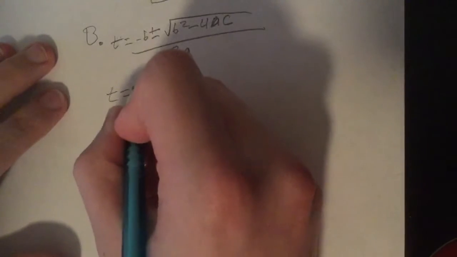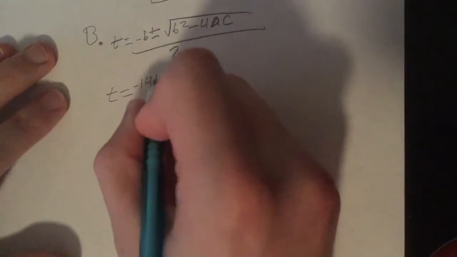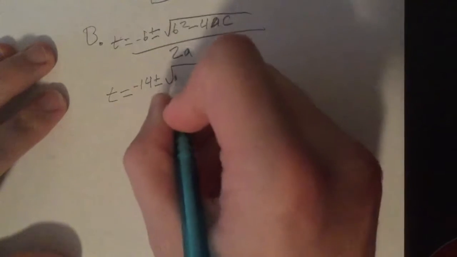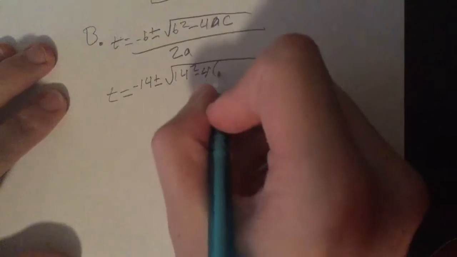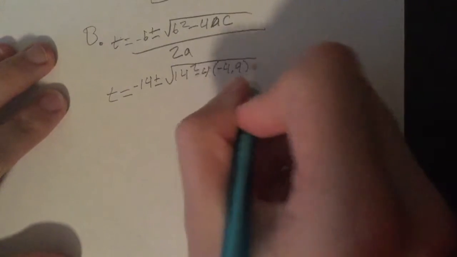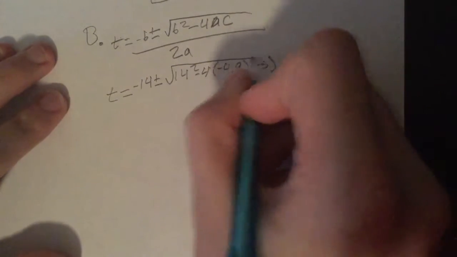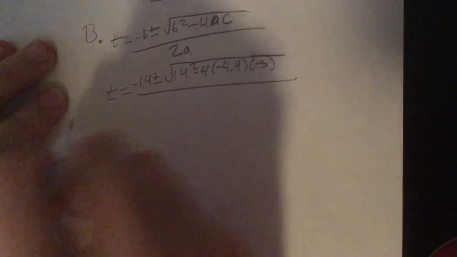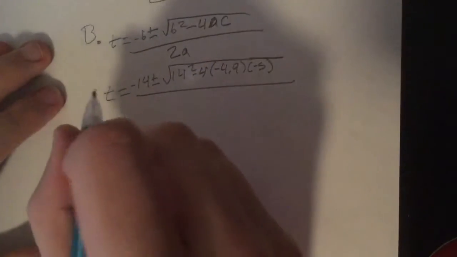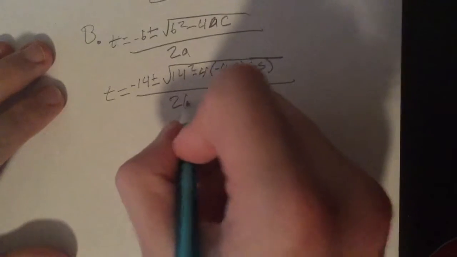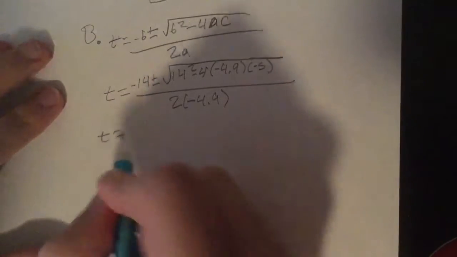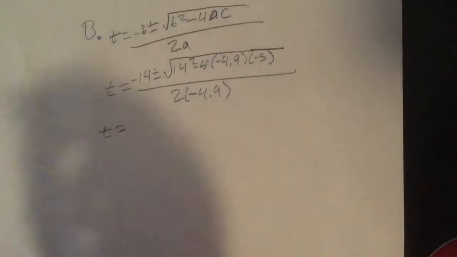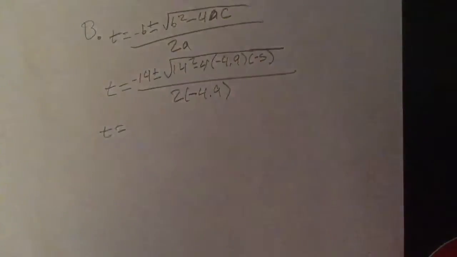So we're going to have t equals negative b, b is 14, so we got negative 14, plus or minus the square root of 14 squared minus 4 times negative 4.9 times negative 5, all over 2a. And 2 times a, so 2 times negative 4.9. We're just going to keep on factoring this out. I'm going to have to get my calculator for this.